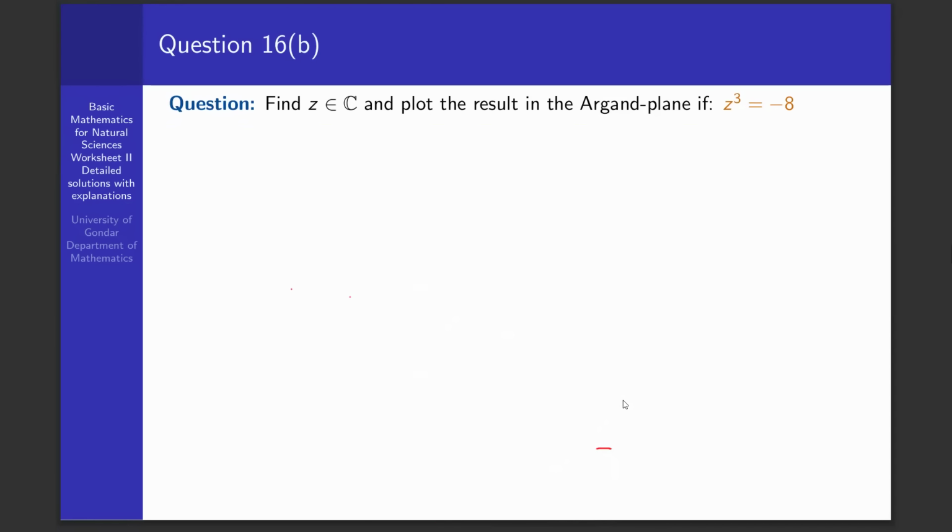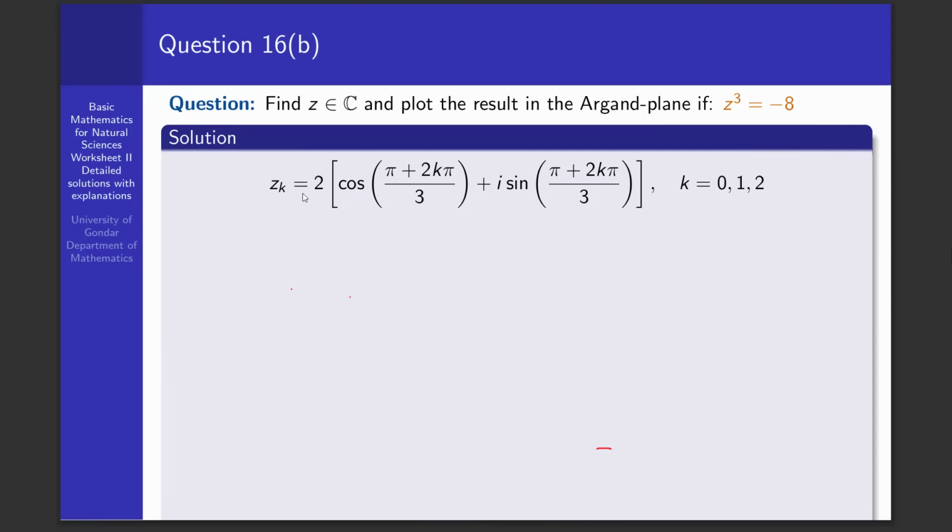Okay, the next one, that's question number 16b. Again, it is similar to the previous one. Find z an element of C and plot the result in the Argand plane if z cubed is equal to -8. We expect 3 points or simply roots for this equation, and the equation will be obtained by using the previous formula. That the formula is twice of k.